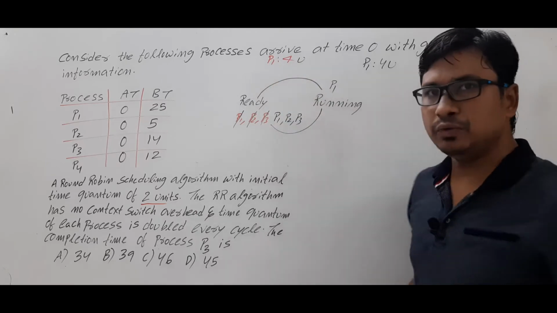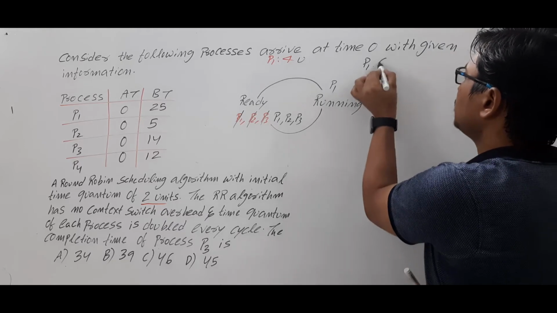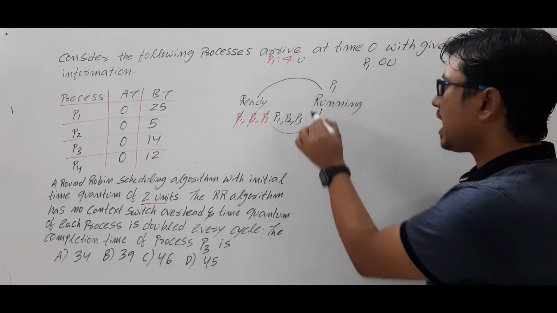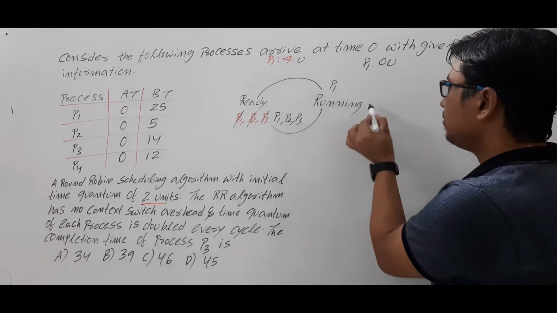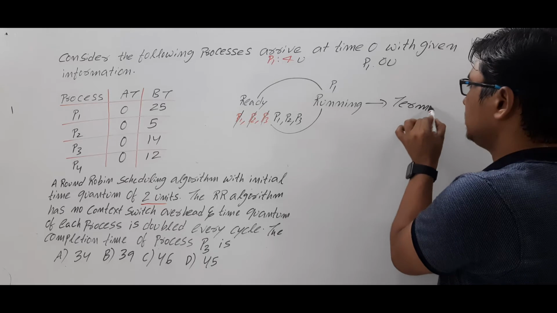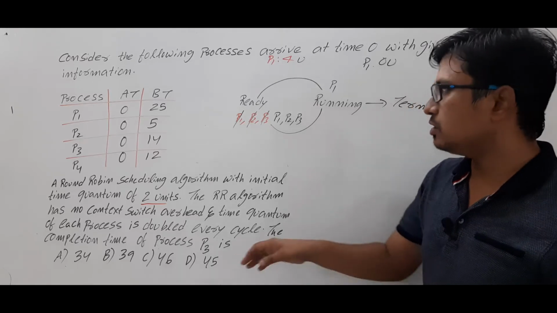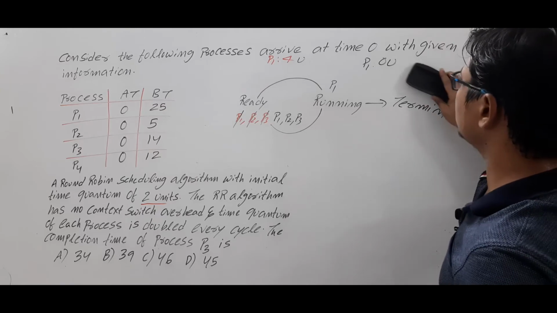Now process P1 will run for 4 units of time and its remaining burst time becomes 0 units. So as its remaining burst time is 0 units, P1 has completed its task. It will go to the terminated state. Is it clear? So this is the information they have provided. With this knowledge, we will solve this numerical question.